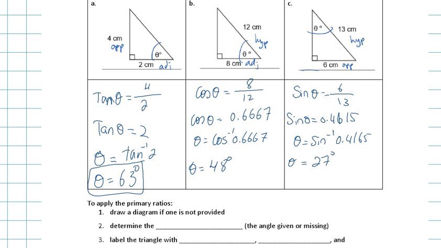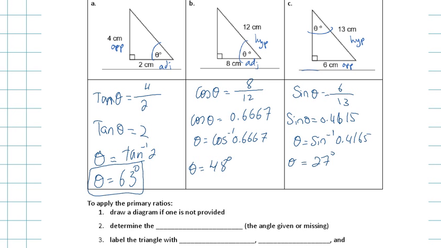So, you see how I'm asking you the question, which sides do I know? Which trig ratio do I have to use? These are things that you have to ask yourself. In order to know which trig ratio you're using, you have to know which sides are given to you. Remember that this is only used for right angle triangles. I don't know how many times I'm going to remind you of that.